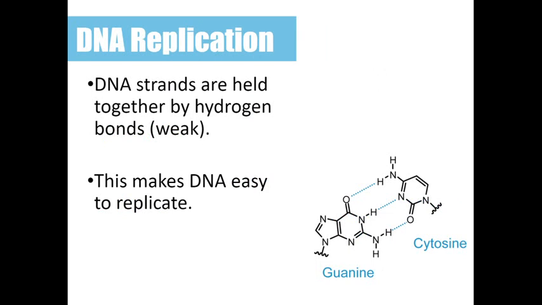So DNA strands are going to be held together by hydrogen bonds, but those hydrogen bonds are weak. This is what makes DNA so easy to replicate. So this is where hydrogen bonds are going to be found. This is guanine and this is cytosine, and the bonds are held here.